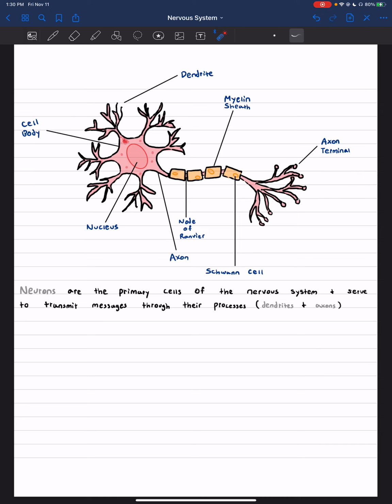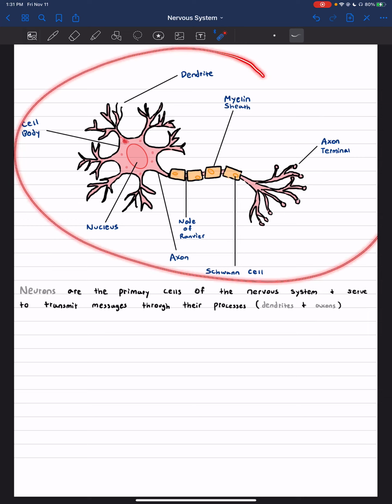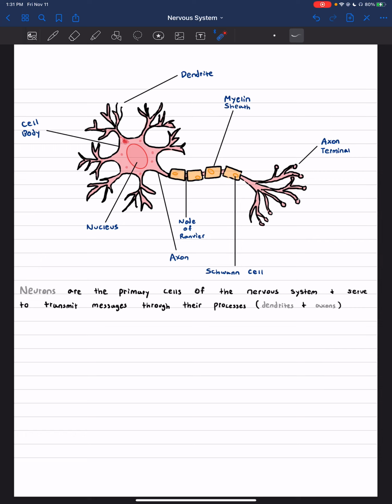Now, a quick side note, if you recall from the neuroglia video, you would realize that this neuron right here is a neuron from the peripheral nervous system. Now, how can we tell? Well, it's because of the Schwann cell down here. If you recall, Schwann cells are neuroglia cells in the peripheral nervous system that form myelin sheaths by wrapping around the axon. In the central nervous system, we've got oligodendrocytes, which produce myelin sheaths and attach to the axon.